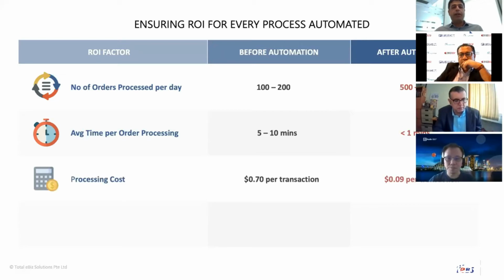And a very important part is the processing cost. Now, it might seem a very small number. Before automation, they were spending 70 cents per transaction. I'm not talking about per order, I'm not talking about per document, I'm talking about per transaction. It was 70 cents, but it might look small. After automation, we are able to cut it down by almost 90% and bring it down to just 9 cents per transaction. Now, that's a huge cost saving if you compare it with the kind of orders just one warehouse is managing and the number of orders they're processing on a daily basis.